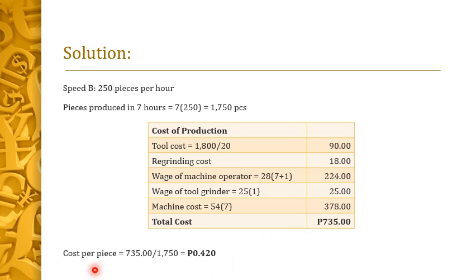Now we're ready to compute the cost per piece in speed B, equal to total cost of production divided by total output, equal to 735 pesos divided by 1,750 pieces. Therefore, the cost per piece in speed B is equal to 0.420 pesos.